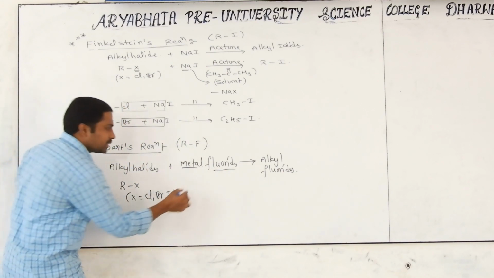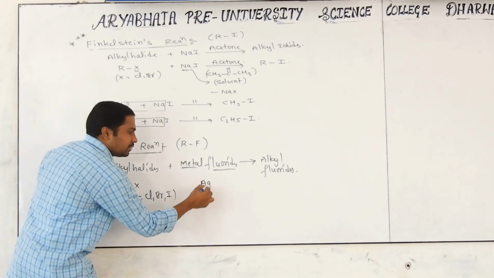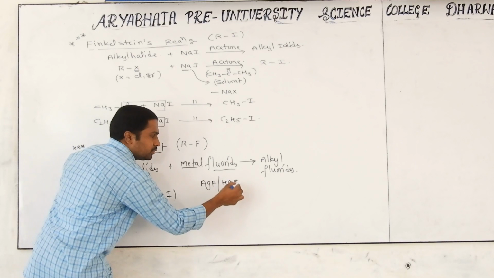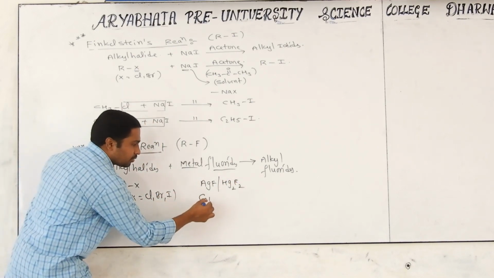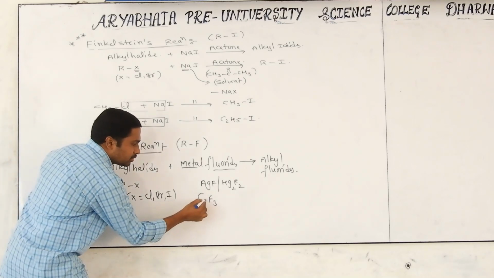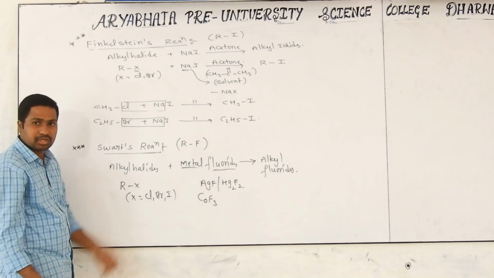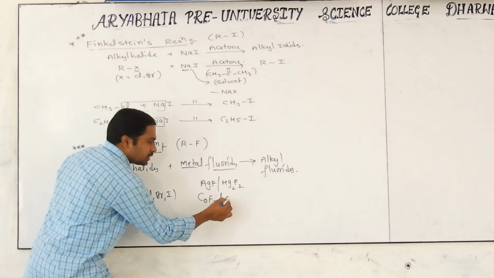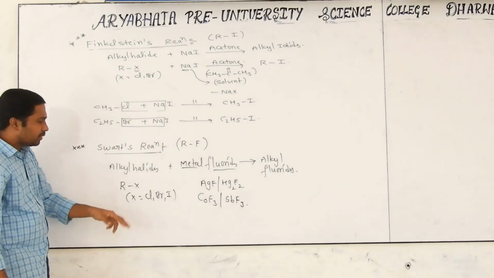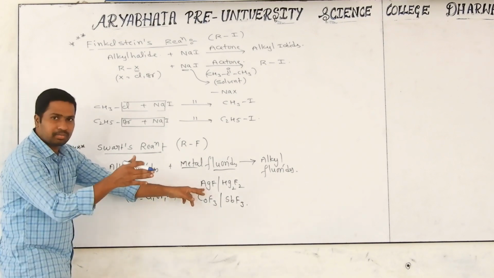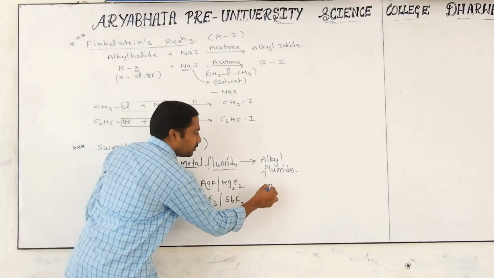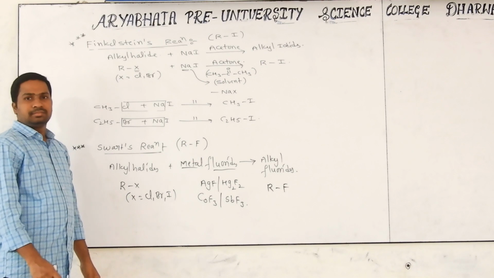So what type of metal fluorides can be used here? See carefully: silver fluoride, or mercurous fluoride, Hg2F2. We can use other metal fluorides too, cobalt fluoride, CoF2. While writing CoF2 be careful, because Co should be written like this, not CO, which is carbon monoxide. Or otherwise we can use antimony fluoride, SbF3. We can use any one of them. Automatically, halogen combines with silver or mercury and comes outside, and fluoride substitutes there. Then we get RF.